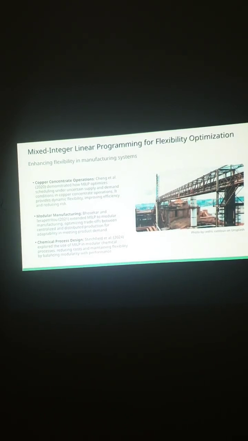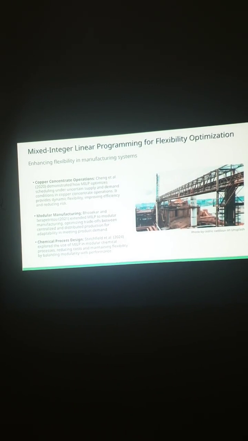What is the similarity between these three types of companies? Because the supply and demand are not in their control. For example, in a copper concentrate operation, there is uncertainty that the copper will come in time. Maybe there is an accident on the road, maybe there is an accident in shipping on the ocean, maybe there is war going on. The supply cannot come in time. So what shall we do?